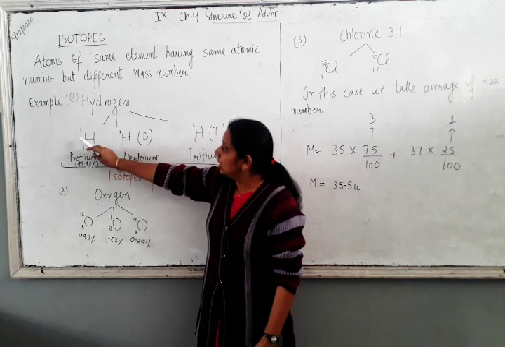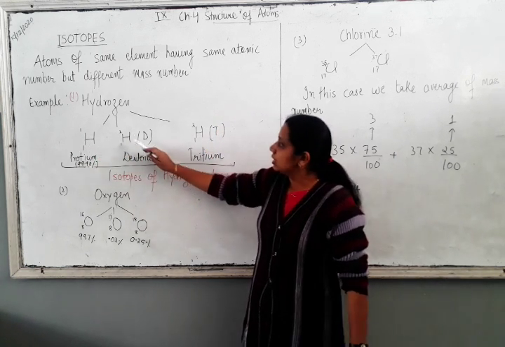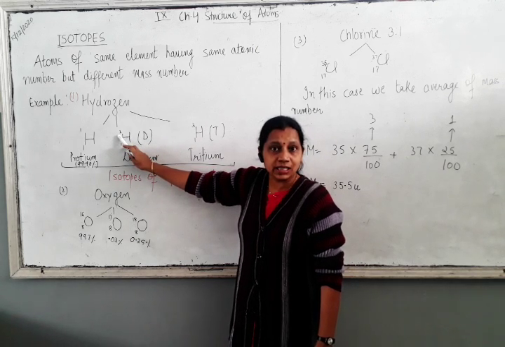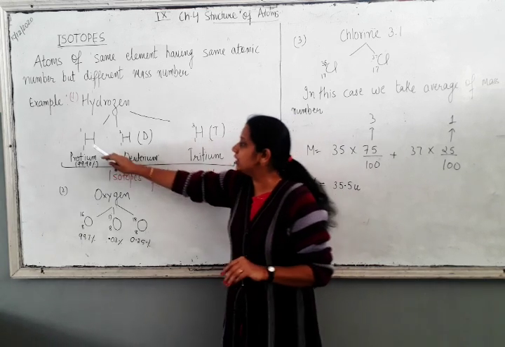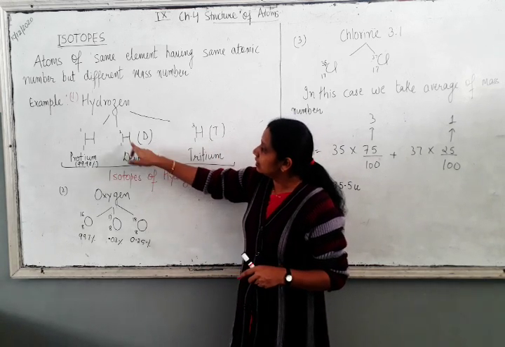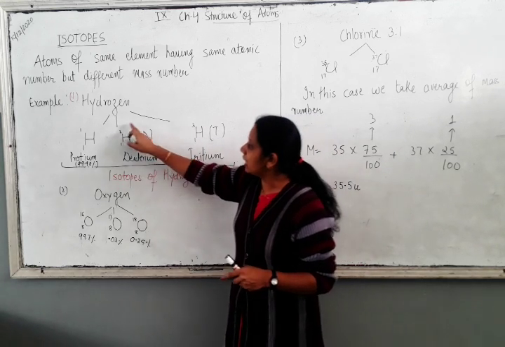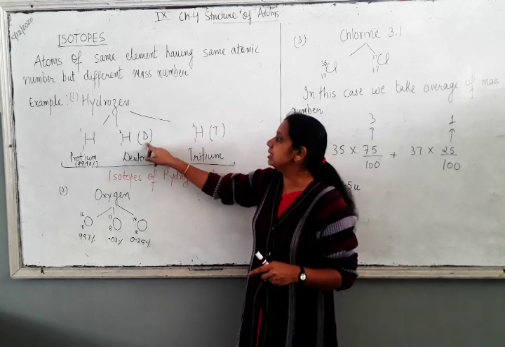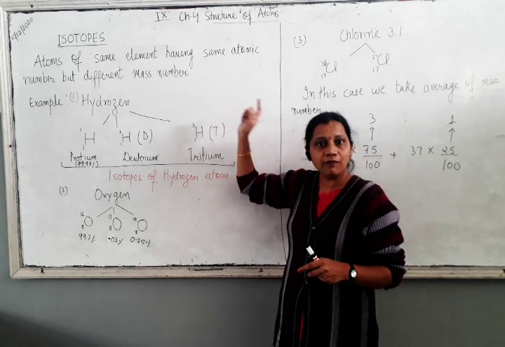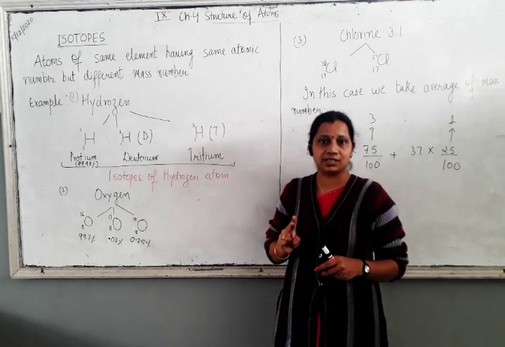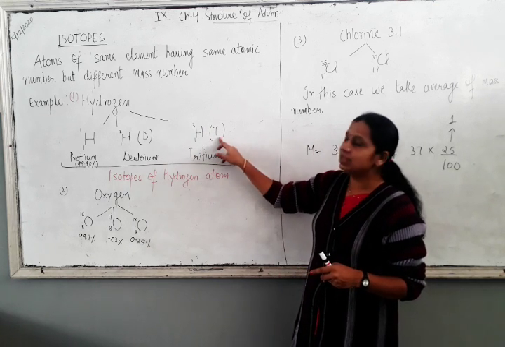Now here, this one is known as protium. With mass number 1, that means in this you have only 1 proton and 1 electron. No neutron in this protium. The second one, 2. That means you have 1 proton, 1 neutron and 1 electron. This isotope is known as deuterium. Symbol is D. This one, 3. That means you have 1 proton, 1 electron, 2 neutrons. This is known as tritium, symbol is T.